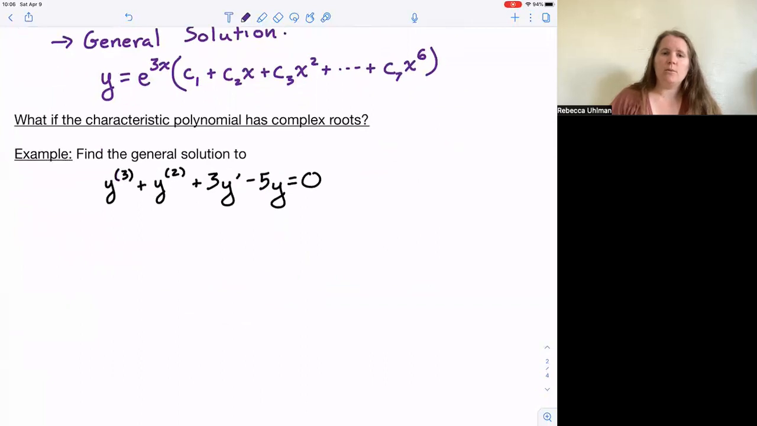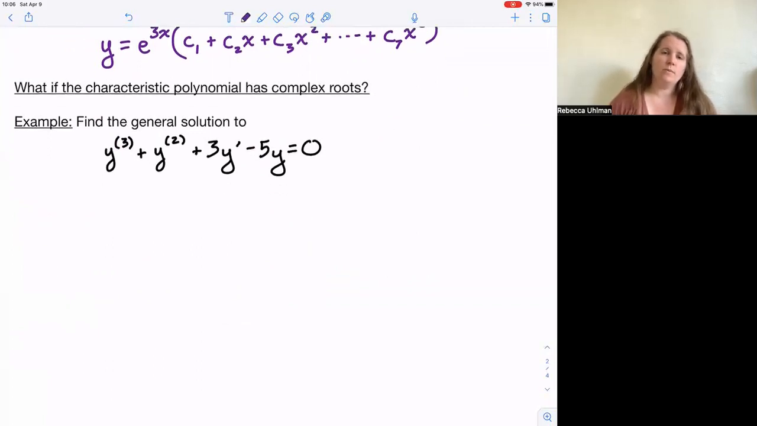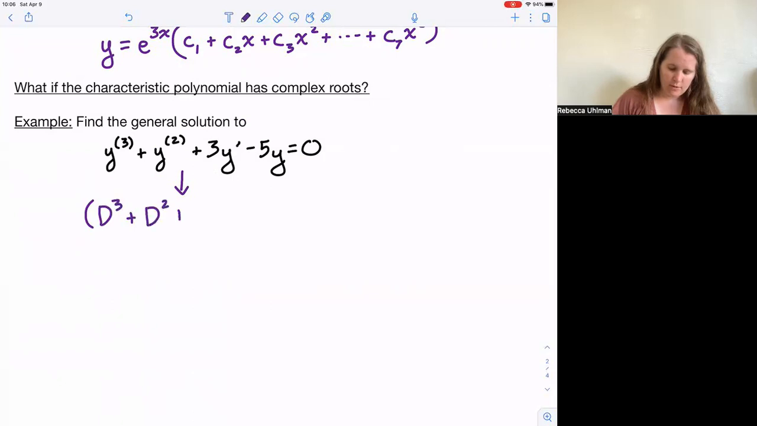Similarly, what if a characteristic polynomial has complex roots? So we already saw an example of this in the previous video, but let's go ahead and do one more. So let's find the general solution to the third derivative of y plus the second derivative plus 3 times the first derivative minus 5y is equal to 0. So if I remember correctly, first apply the derivative operator. This is d cubed plus d squared plus 3d minus 5, all applied to y is equal to 0.